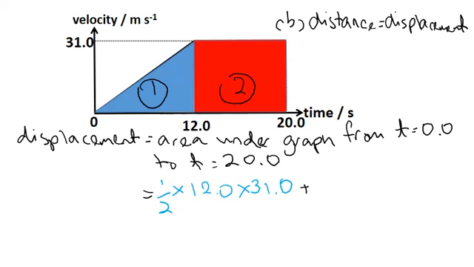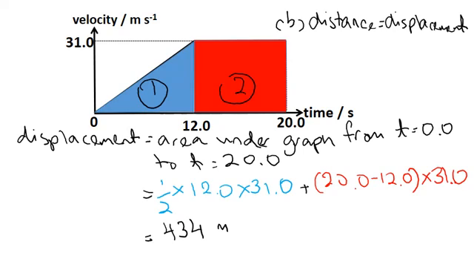Let me correct this. So you have 20.0 minus 12.0, times 31.0. All you have to do is plug these numbers into your calculator and see what it turns out. And so you will get 434 meters. You should make it a habit to leave your answers in 3 significant figures. Okay, and don't forget the units.